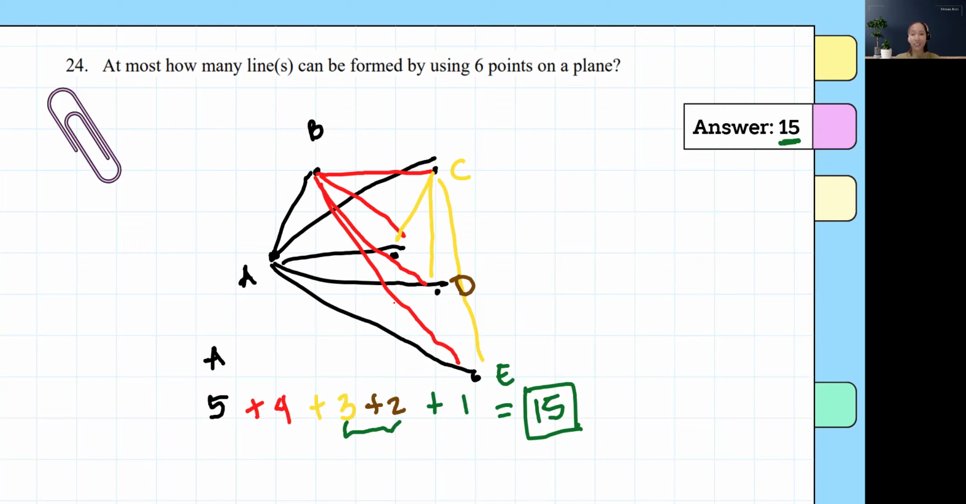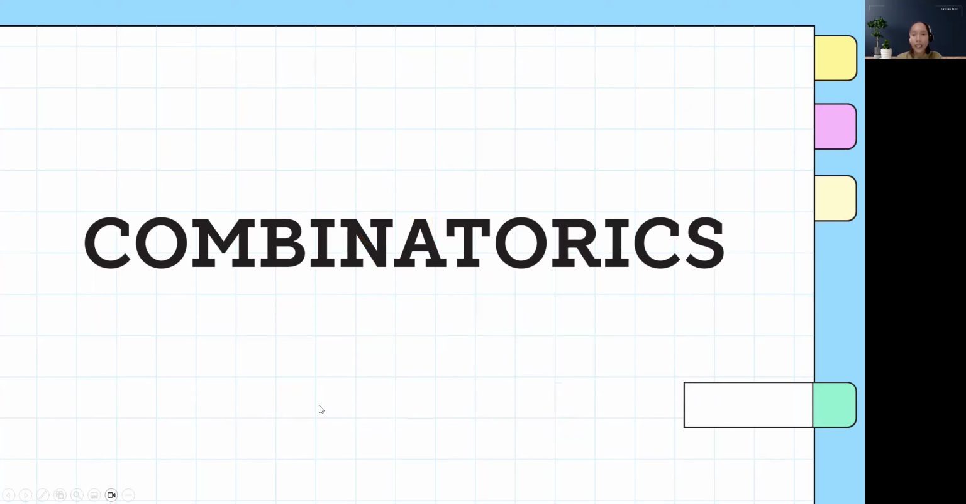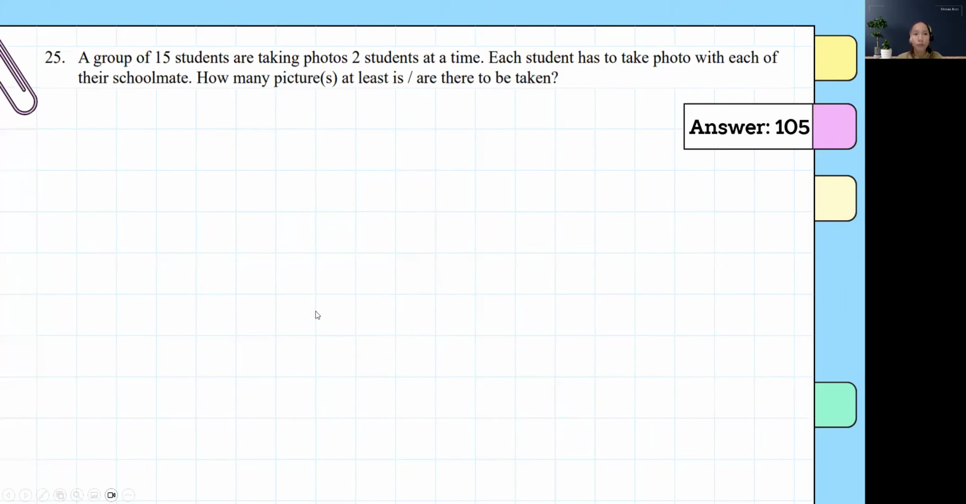Okay? So that's it with 24, let's proceed with 25. We're now in the combinatorics part. So combinatorics, let's start. A group of 15 students are taking two photos, two students at a time. Each student has to take a photo with each of their schoolmates. How many pictures at least are there to be taken?